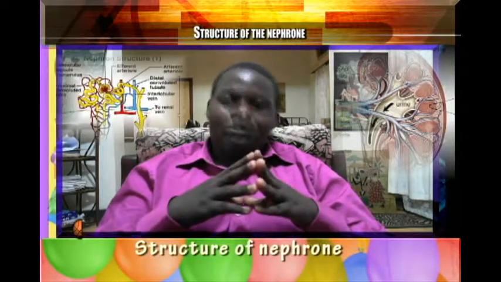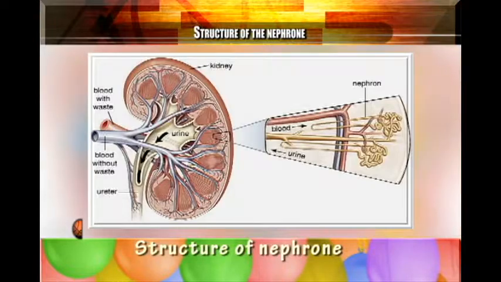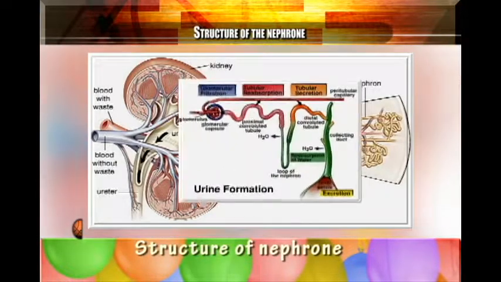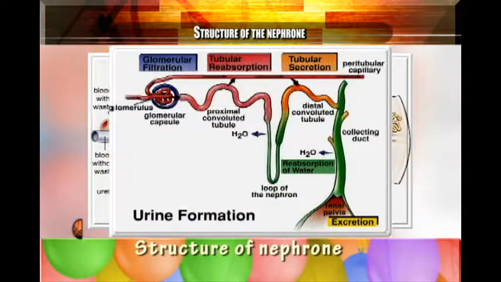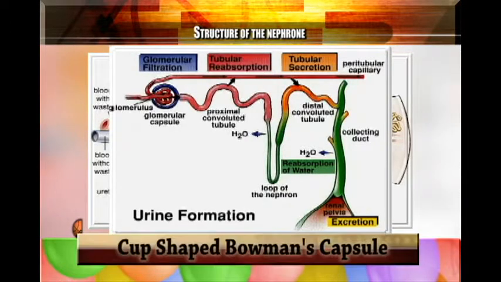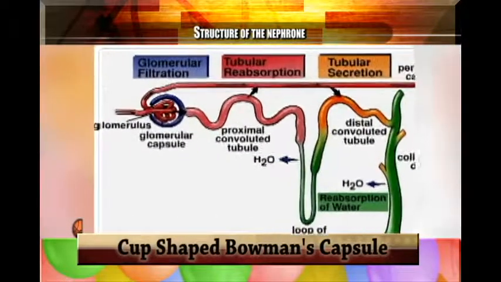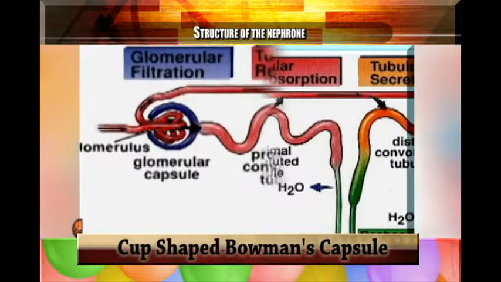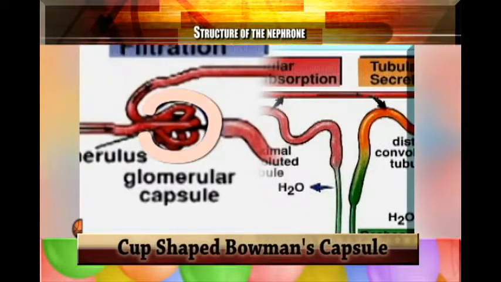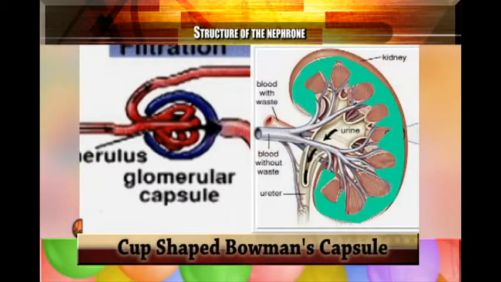We want to talk about the structure of the nephron. If you pick out one nephron in the kidney, you'll find that it has a cup-shaped structure, and that cup-shaped structure is what we call the Bowman's capsule. The Bowman's capsule is found in the cortex.